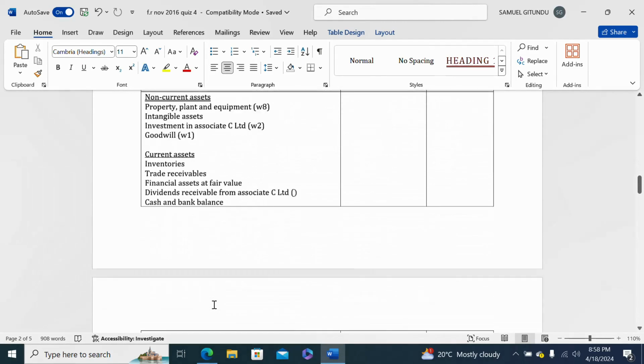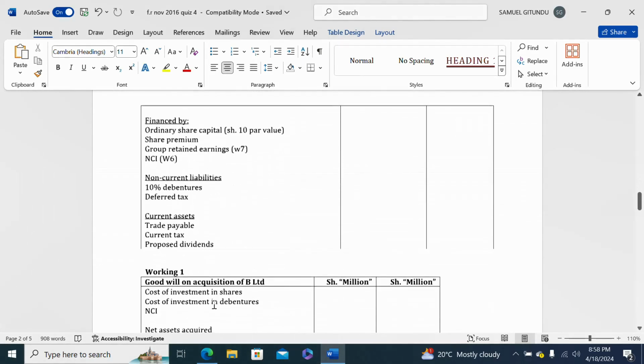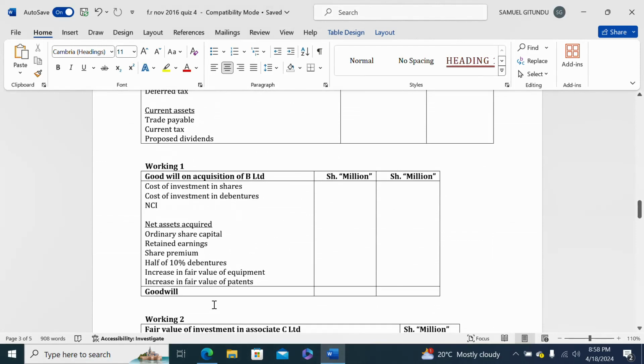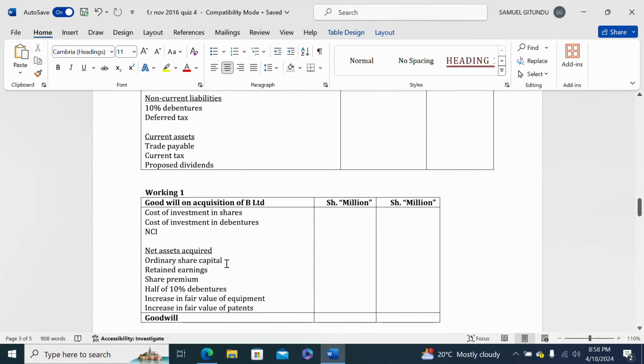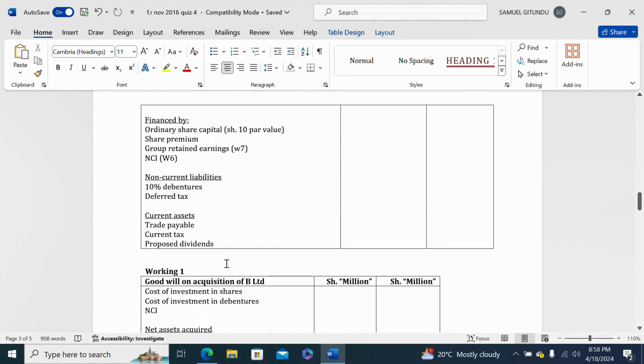Now, when we are preparing the group statement of financial position, most likely, let us first do the workings. And the working that most people like to start with is the goodwill, the computation of goodwill. And we can start with that.